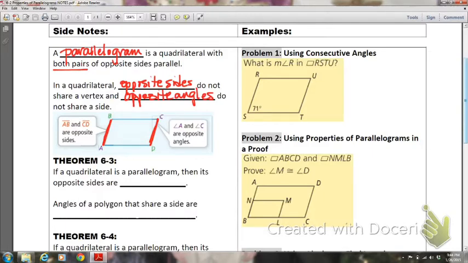And if you look at sides BC and AD, they are also opposite sides because they do not share a vertex, the point where the sides come together. And the opposite angles: angle A and angle C are opposite angles, and angle B and D are also opposite angles. We will learn, when we're learning the properties of a parallelogram, that opposite sides are congruent and opposite angles are congruent in a parallelogram. So let's look at the next theorem.